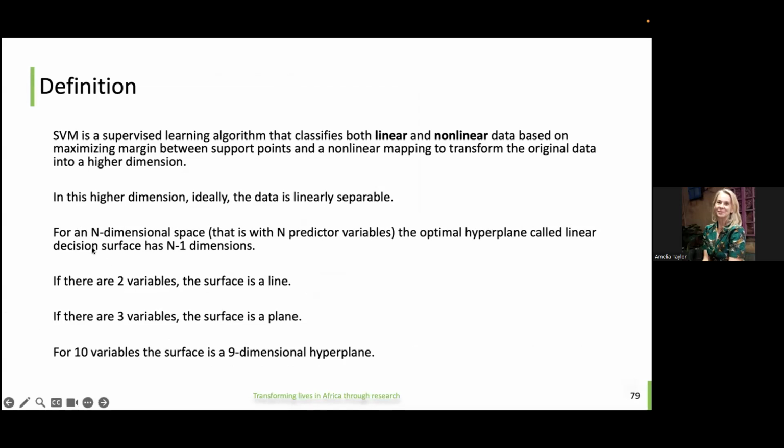So if you have n predictor variables, an n-dimensional space, then an optimal hyperplane is called a linear decision surface. So you're looking for this decision surface. For n dimensions, it will have n-1 dimensions. So for example, for 2 variables, the surface is a line. That's the typical regression line. If you have 3 variables, then you're looking for a plane as being something that separates your data. So that's what we said last time.